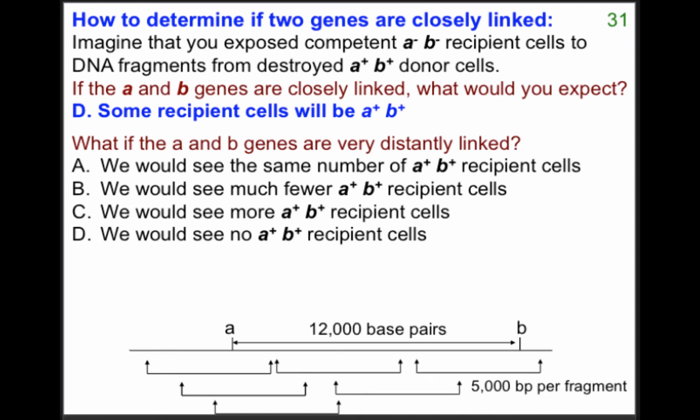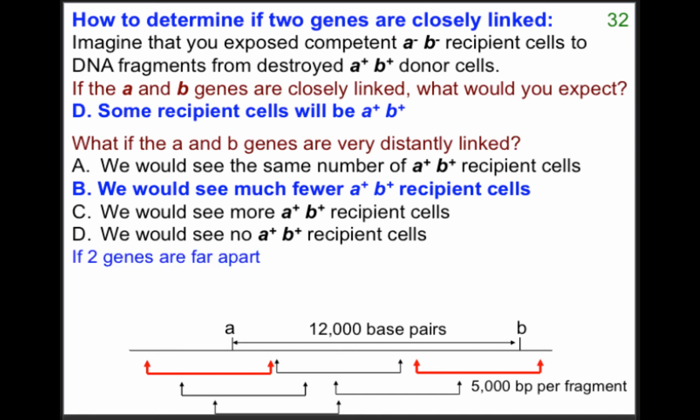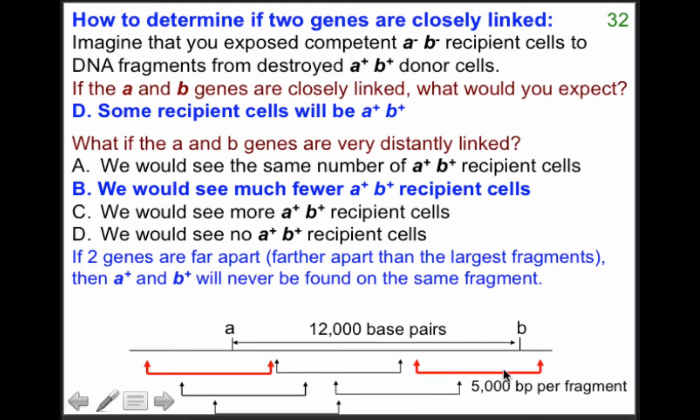All right, welcome back. So in this case, we would expect to see way fewer A plus B plus recipient cells because if the two genes are really far apart, further apart than the largest fragments, meaning that the distance between the two genes is bigger than the size of the fragments, then you would never find both the A and B plus genes on the same fragment, right? It just wouldn't fit because it's too far apart and these fragments are too small.